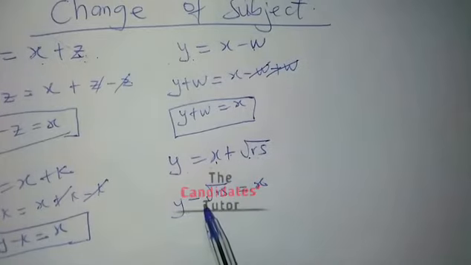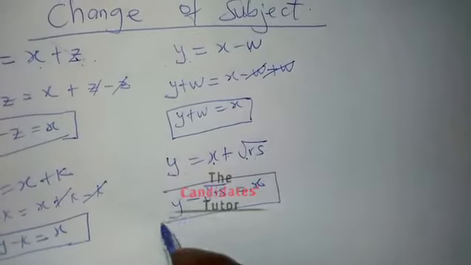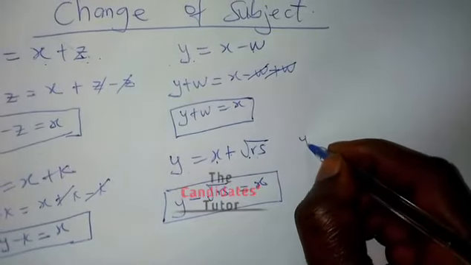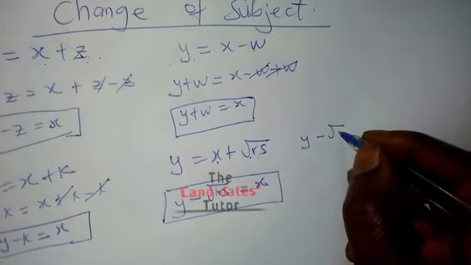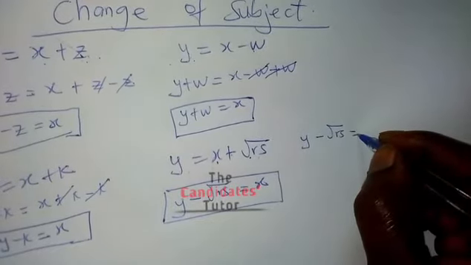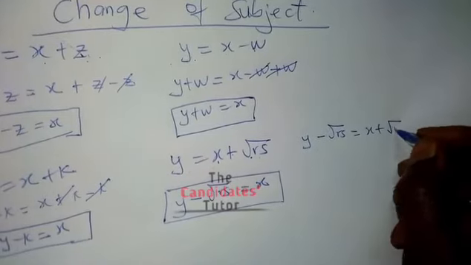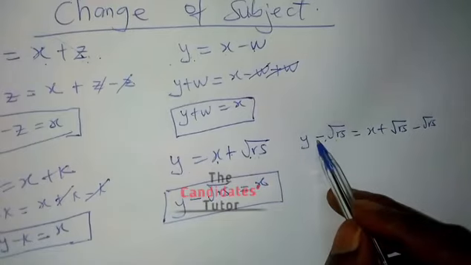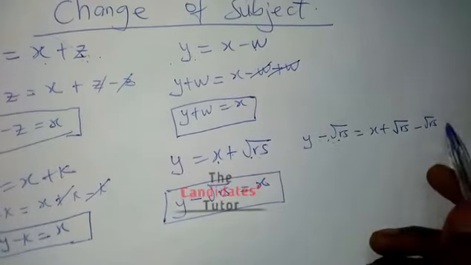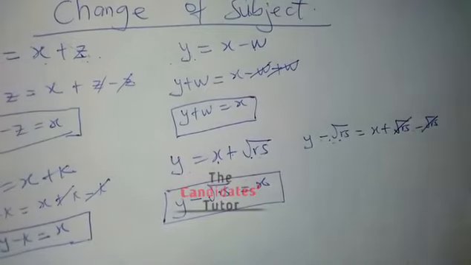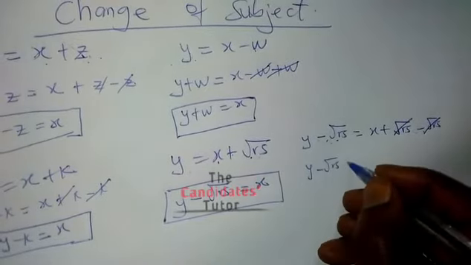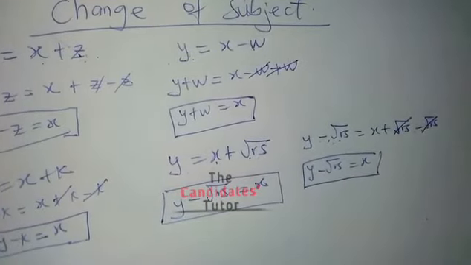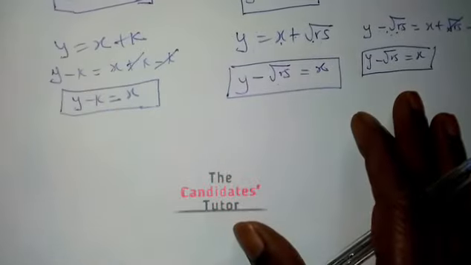Okay, so we have this, or you can go the normal way, or let me say the right way. So you say y minus root of rs is equal to x plus the root of rs minus the root of rs, because we subtracted root of rs from both sides. So this and this cancel out, so we are left with y minus root of rs is equal to x. Okay, and it's the same as this. All right, let's try the next one quickly. So we have another one.